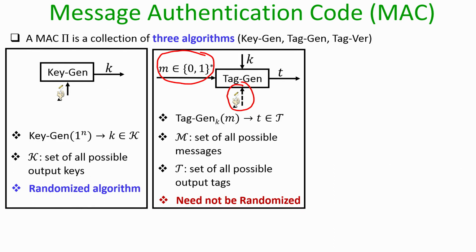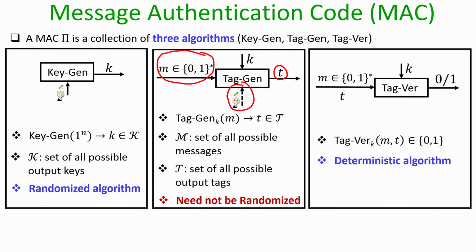Unlike an encryption algorithm, which has to be randomized to achieve any meaningful notion of secrecy, when we come to the message authentication code, since our goal is not to achieve secrecy, but rather to solve the problem of integrity and authenticity, it is not necessary that your tag generation algorithm should be randomized. So, the tag generation algorithm is a function of the message to be authenticated and the key, with an optional randomness, and it outputs a tag from the tag space, and preferably the size of the tag should be independent of the size of the message.